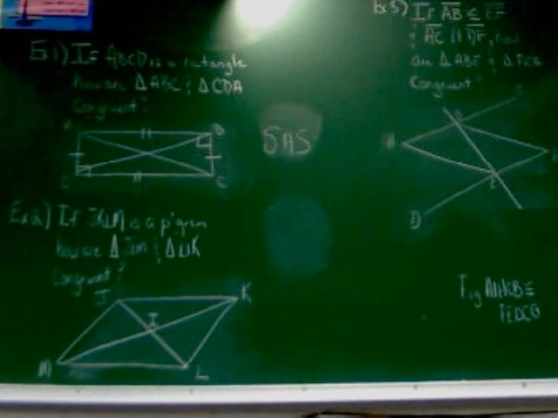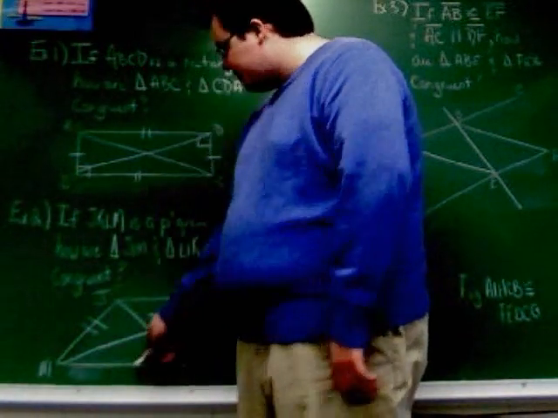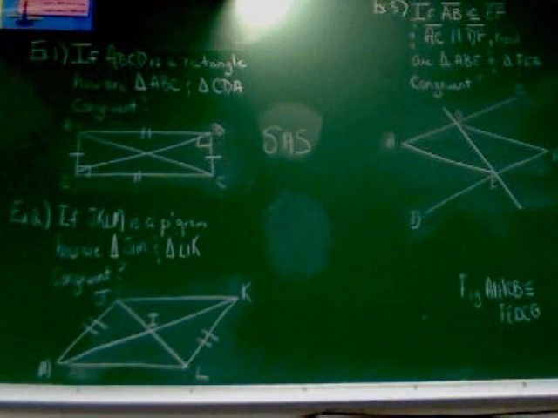The lines are the same. The lines are congruent. Opposite sides are congruent. So we know that this matches up with that. As far as that and that, we don't really care because those aren't part of the triangles that we're trying to make. Okay.